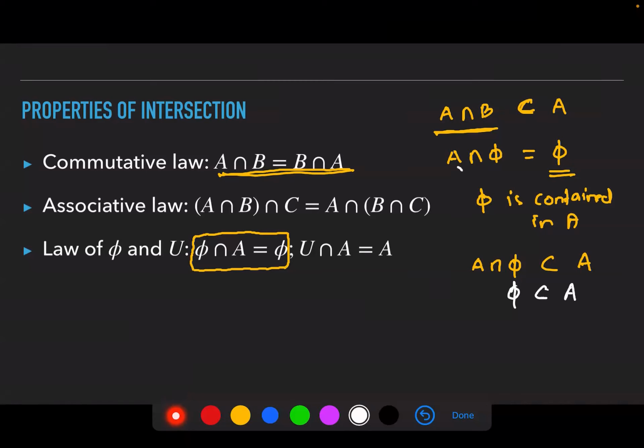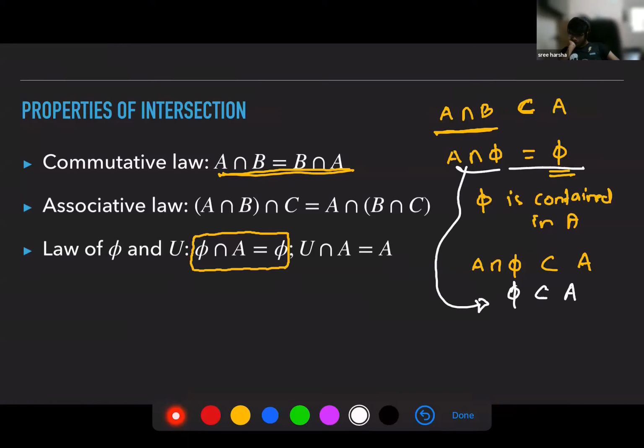Are you following? A intersection phi is phi, so that means phi is a subset of A. This is why we take the empty set to be part of every set. That is a very important point to keep in mind.